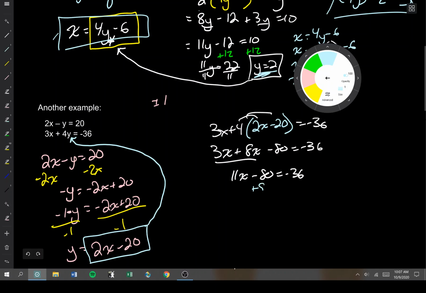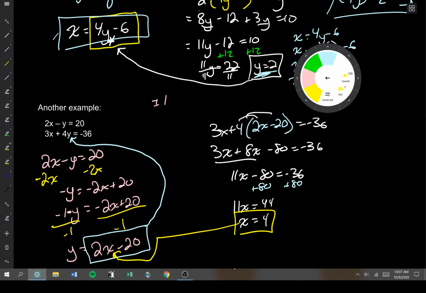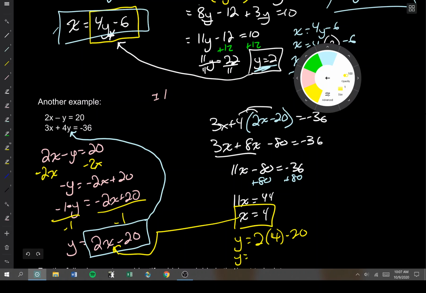Add 80 to both sides. Negative 36 plus 80 is 44. So 11x equals 44. Divide both sides by 11 and x equals 4. Okay, this feels like a lot of substitutions happening, and it is. We just found x. Now we've got to find y. Let's go back into this equation. y equals 2 times 4 minus 20, which means that y equals 8 minus 20, so y is negative 12. Our solution is the point (4, negative 12).